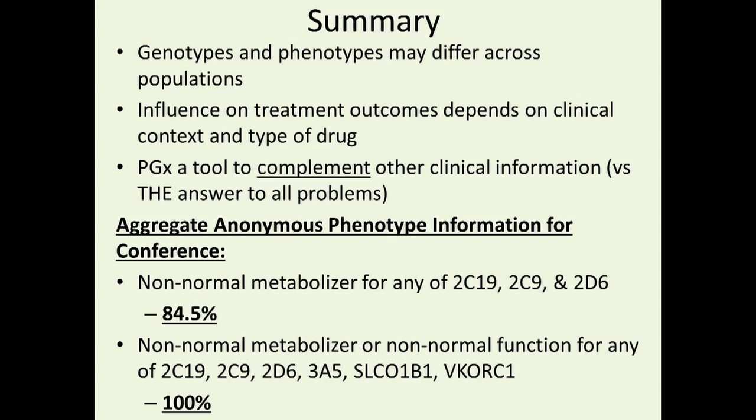And to summarize, genotypes and phenotypes might differ across populations, and sometimes that's informative as to whether you might want to get a test or not. Again, the influence on clinical outcomes depends on clinical context and the type of drug. The prodrug versus substrate distinction is an easy example of that. And again, pharmacogenetics is not the answer to all of our drug treatment decision-making problems, but I think it can be an excellent tool to complement other pieces of clinical information when used thoughtfully and following some of the evidence that's been presented earlier, as well as that will follow this afternoon.